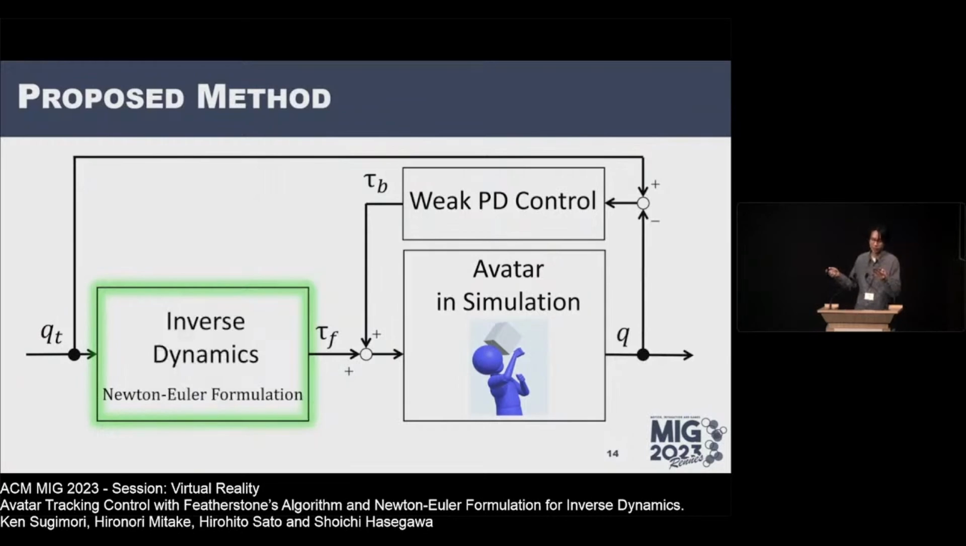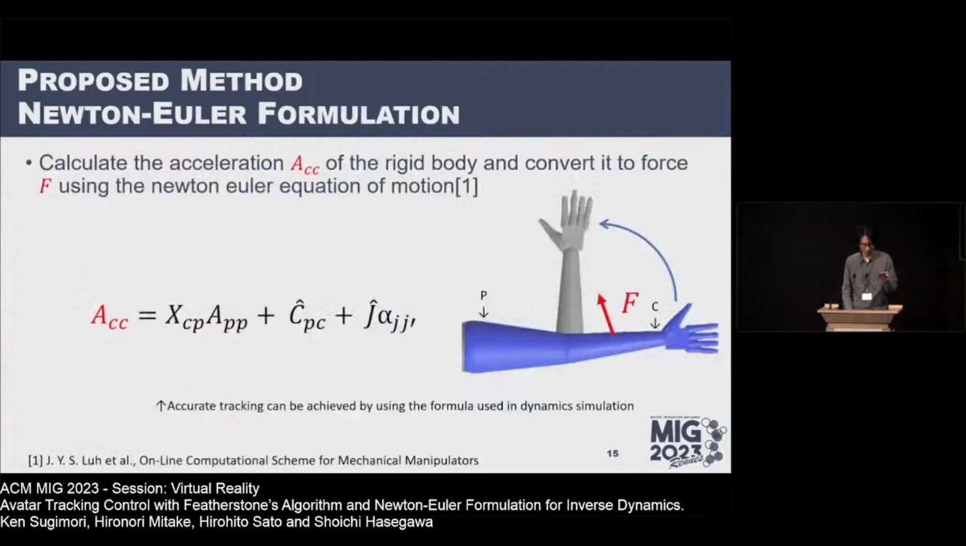Next, I'll explain how to calculate the Newton-Euler formulation. The procedure is to first calculate the acceleration ACC of the rigid body and convert it to the target tracking force F using the Newton-Euler equation of motion. The acceleration formula looks like this. The key point is that this formula is also used in simulation, and accurate tracking can be achieved by using the same formula.